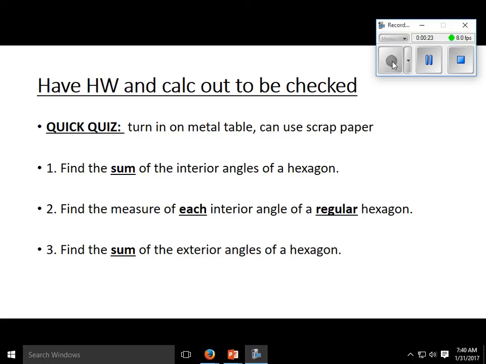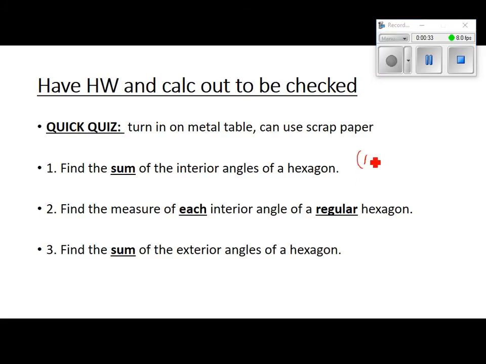Find the sum of the interior angles of a hexagon. How do we find the sum of the interior angles? n minus 2, times 180. Use this formula. Now it's alright if you use the chart that we wrote down last time, but you gotta know the formula so that you can find it for any polygon, not just the ones that are on the chart. What goes in place of n?